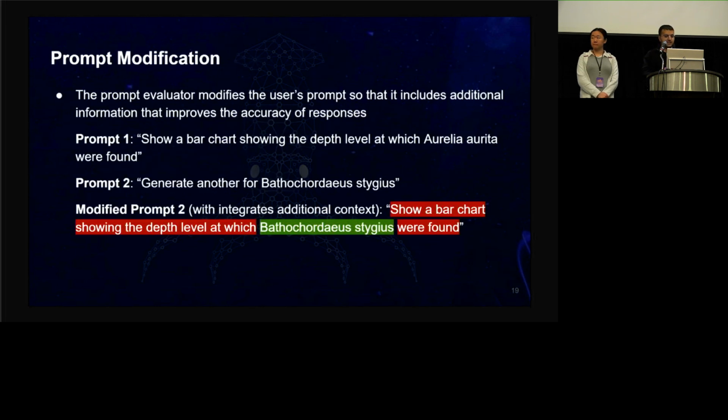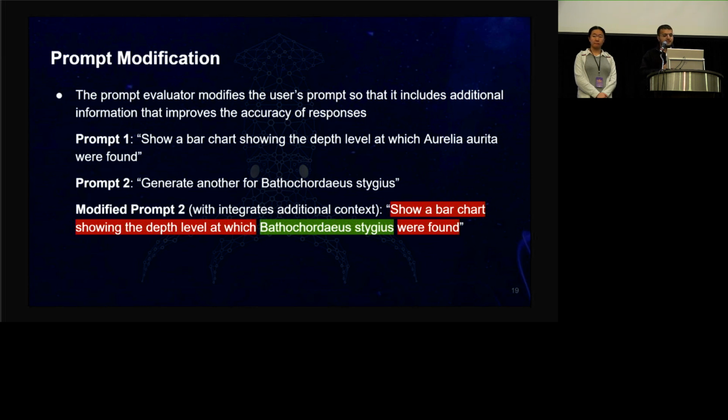So to solve that, we came up with a prompt engineering strategy where we do prompt modification. The prompt evaluator LLM is provided with all the context from the previous conversation. The model is prompted so that it should be able to modify the current prompt so that it includes all the context from the previous prompt. For example, if the first prompt was for a bar chart, and in the second prompt the user does want a bar chart, the modified prompt that the prompt evaluator will give us is as shown in the slide.